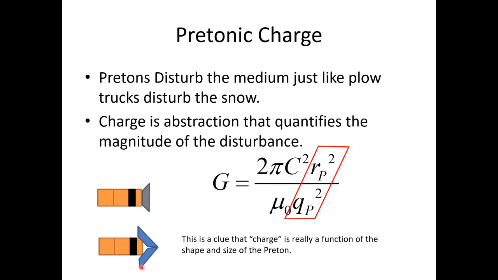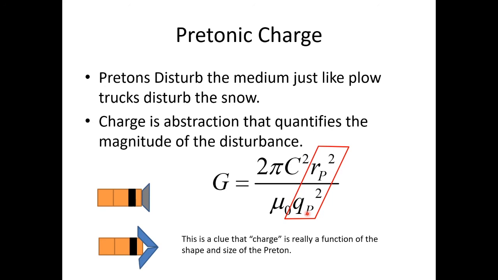And what we could do is abstract charge as kind of like the size of the plow on the preton. If a preton has more charge associated with it, that means it has a bigger plow. And this is saying to me that pretons and their plow size are tightly related, and therefore it's based on the shape and size of the preton itself.